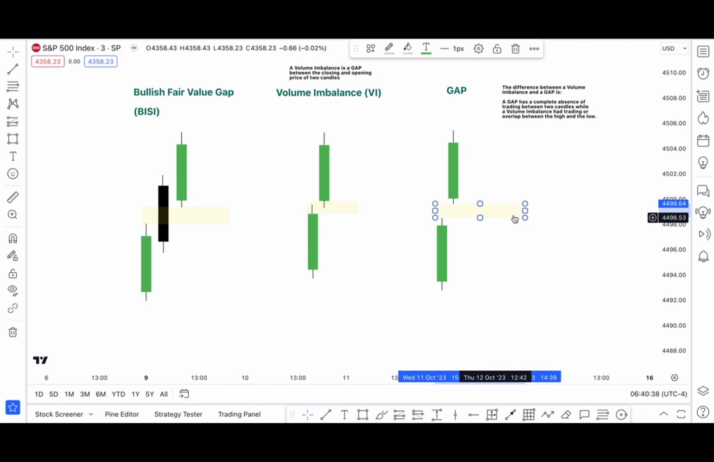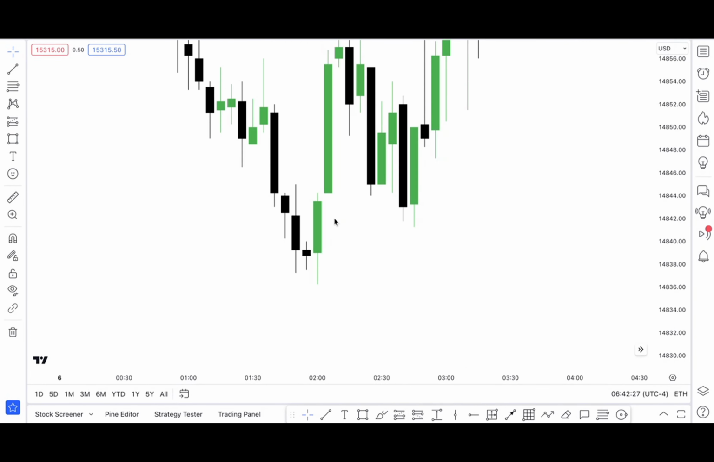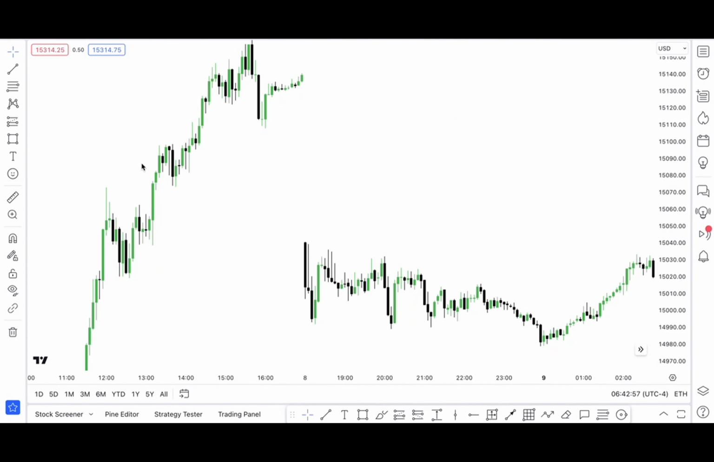There's nothing. And you see this a lot at the new day opening and the new week opening. You see a massive gap, and we're going to talk about it later. In this first example, we see a volume imbalance where the close of the first candle does not overlap with the open of the second candle. This is a VI.